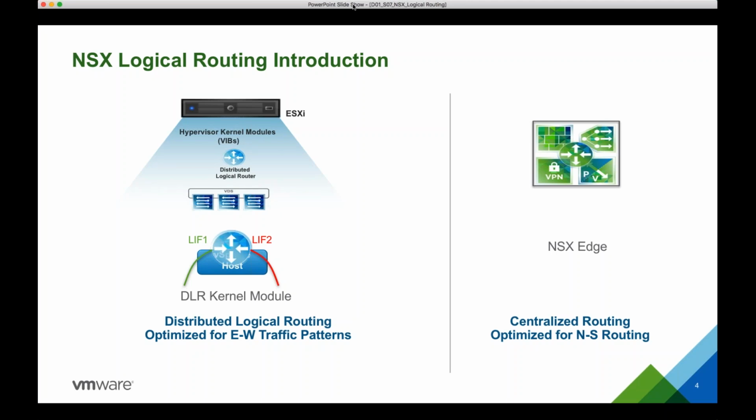So when you create a distributed logical router and you spread out all of this routing information to all of these different hosts, we're creating a virtual MAC and a virtual IP on each one of those hosts so that no matter where that VM exists, that gateway exists on that host.